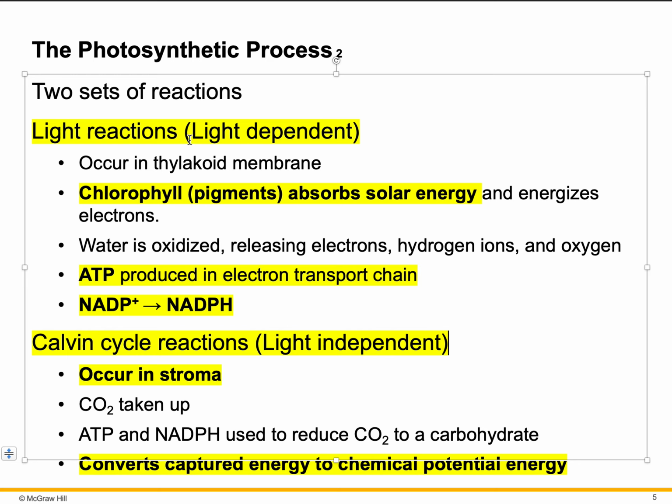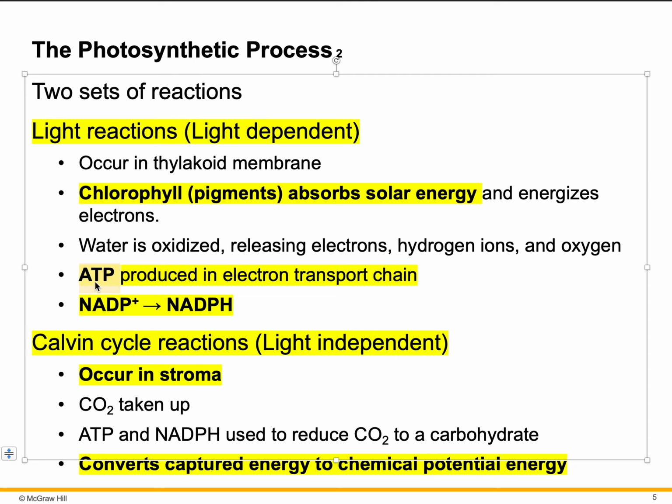So during the light reactions, which happens in the thylakoid membrane, the pigments absorb the sunlight, which gets excited and energizes the electrons. The water is oxidized, releasing electrons, hydrogen ions, and oxygen. And the big thing that I really need you to remember from here is where it occurs, but also what is made. So here in the light reactions, ATP is made. As well, NADP+ gets reduced into NADPH. So I really need you to remember the products.